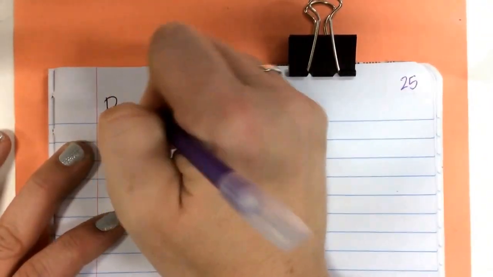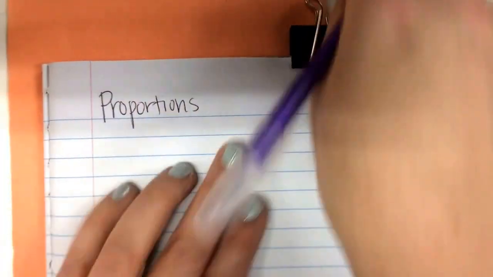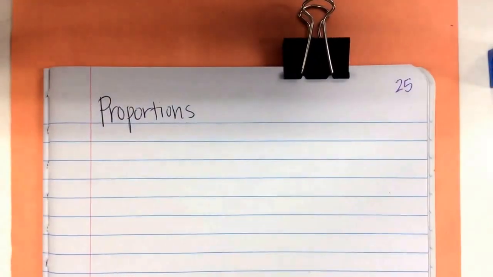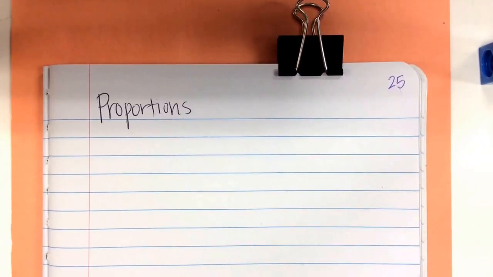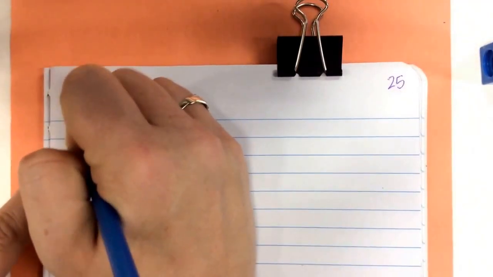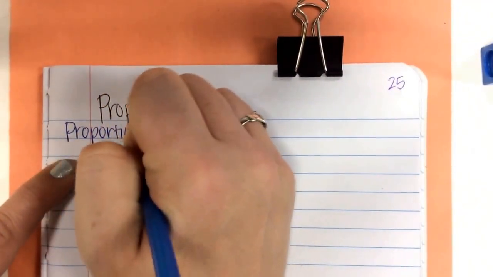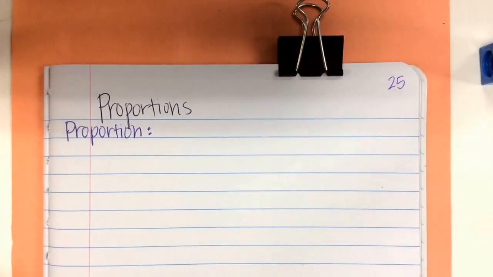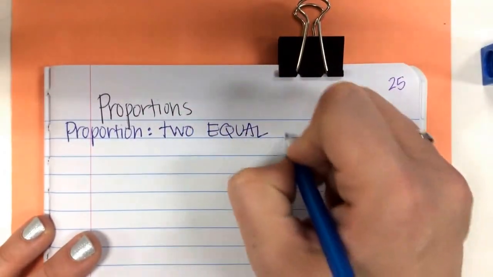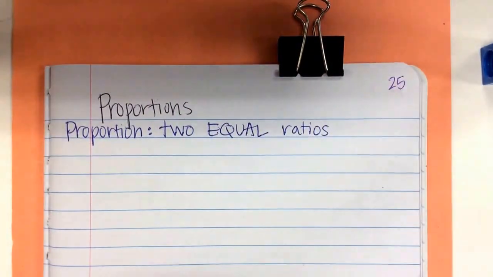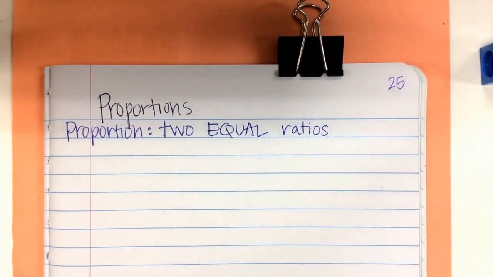Proportions. Let's start out by defining a proportion. A proportion, by definition, is two equal ratios. Two equal ratios.